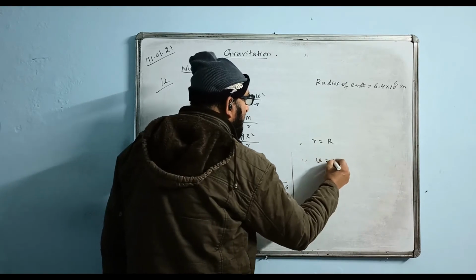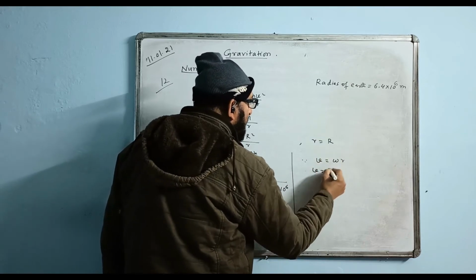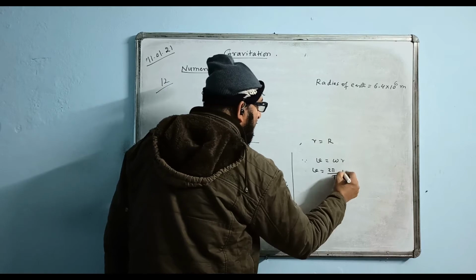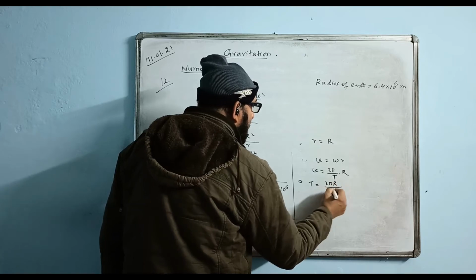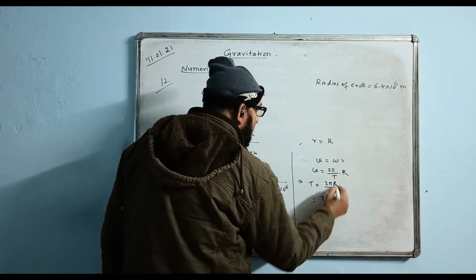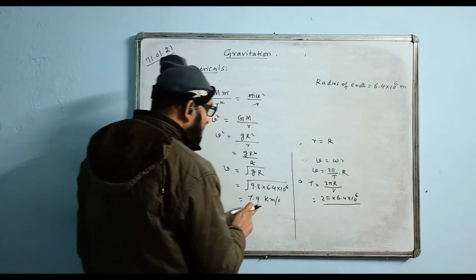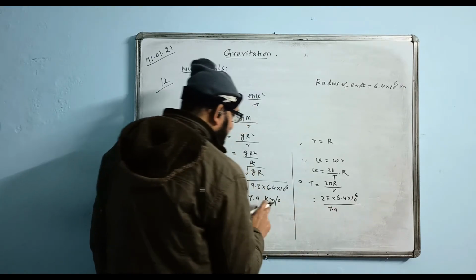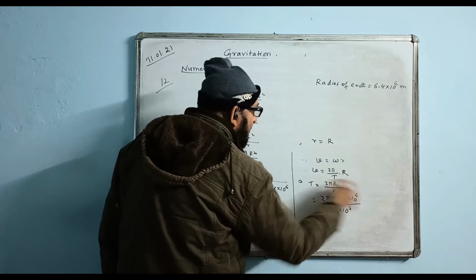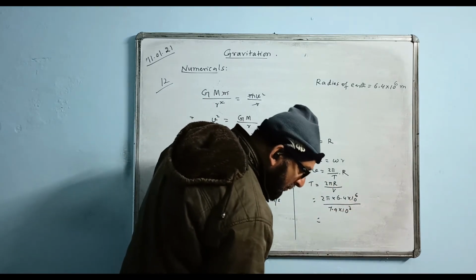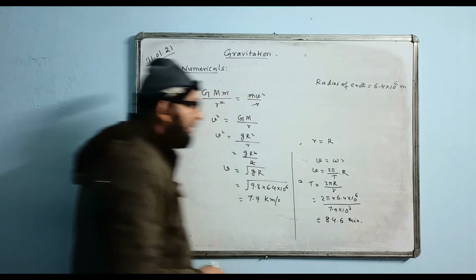Since V is equal to omega R, small r actually I am supposed to write, but small r is same as capital R. The V value you can put 2 pi by T into capital R. You have to find time period. The time period value will become 2 pi R divided by V. So 2 pi, as it is radius of the earth, value I will put 6.4 into 10 to the power of 6. Velocity just now we found 7.9 kilometer. We have to change into meter for SI unit, into 10 to the power of 3. Calculate all these answers, and the answer will come 84.6 minutes.